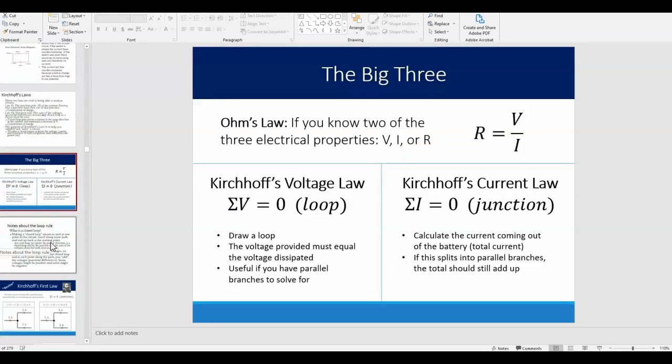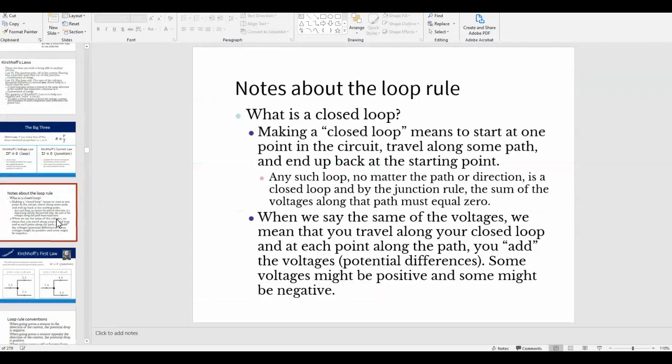Okay, so in this video, we're going to get into doing some examples with Kirchhoff's laws. But all three of these big equations, by the way, are given in the data booklet. Okay, so I believe this is where we left off last class.